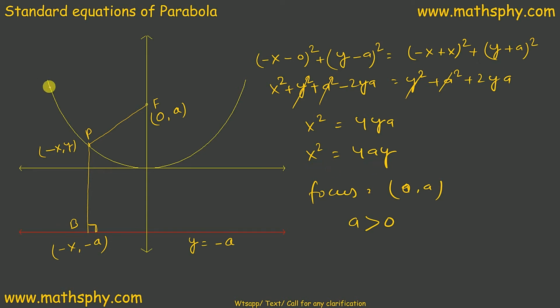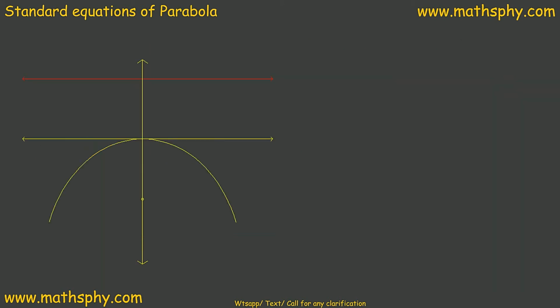Now you see, when we have a parabola facing upward, we have an equation which is x squared equals 4ay. However, in case of the same parabola facing downward, the equation would be x squared equals minus 4ay. Why? Because here the focus would be (0, negative a). Here a is less than 0. That is why we take x squared equals negative 4ay.